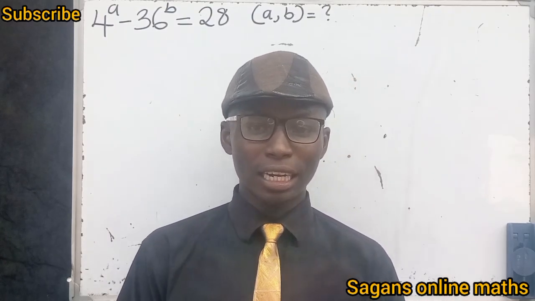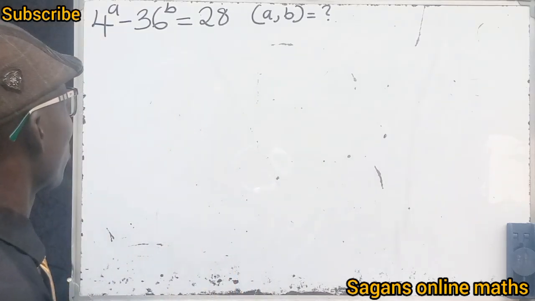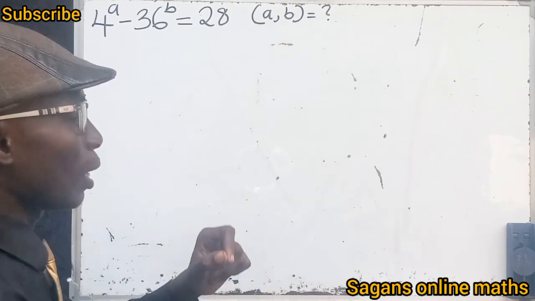Let's solve this question together. Now look at what we are given. We are given that 4 raised to the power of a minus 36 raised to the power of b is equal to 28. We are asked to find the value of a and b.